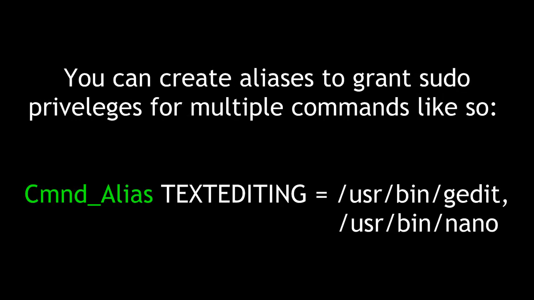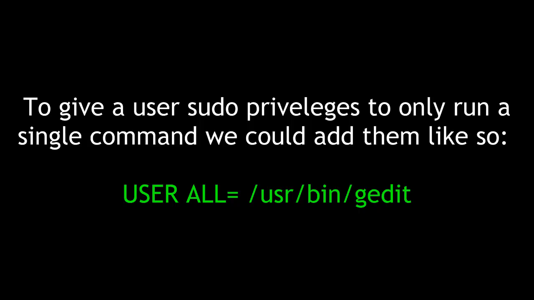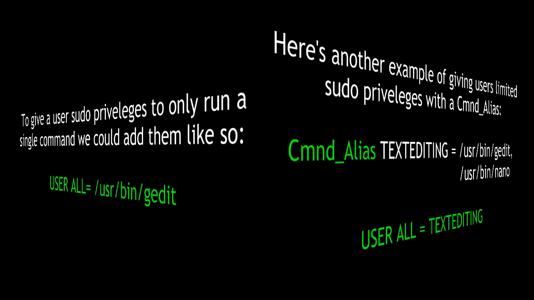You can create aliases to grant sudo privileges for multiple commands like so: Cmnd_Alias TEXTEDITING, and in this case, the full absolute path to both gedit and nano in /usr/bin. To give a user sudo privileges to only run a single command, we could add them like so: user ALL=, and then the absolute path to the program. In this case, /usr/bin/gedit.